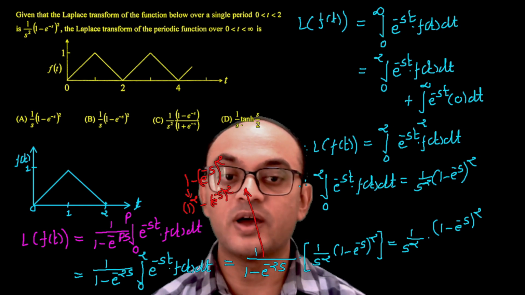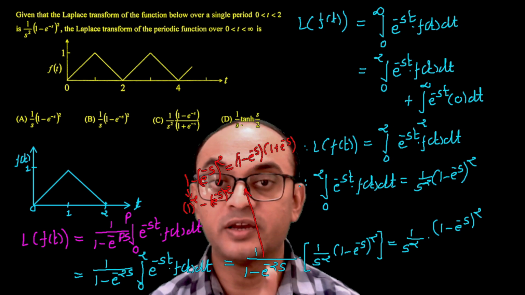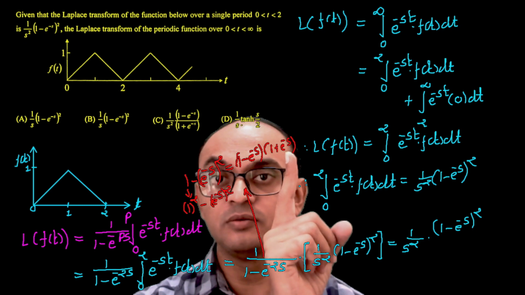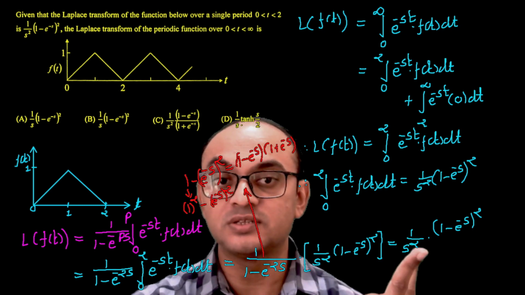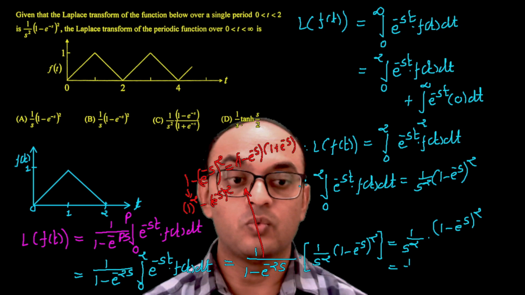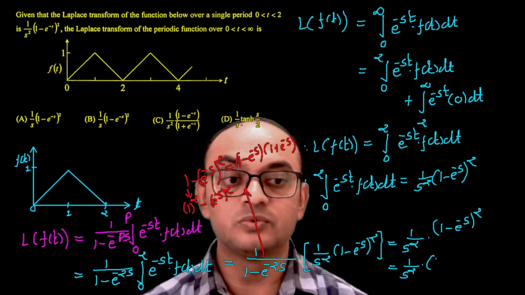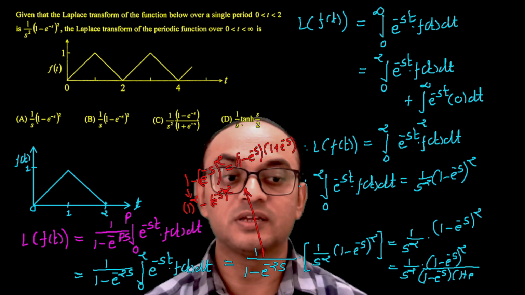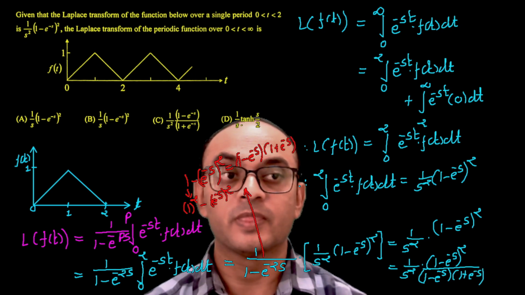So this is a square minus b square is equal to a minus b, a plus b. 1 minus e raised to minus 2s can be represented by 1 minus e raised to minus s into 1 plus e raised to minus s. And so this quantity equals 1 upon s square into 1 minus e raised to minus s whole square divided by 1 minus e raised to minus s into 1 plus e raised to minus s. And so these two quantities will be cancelled out.